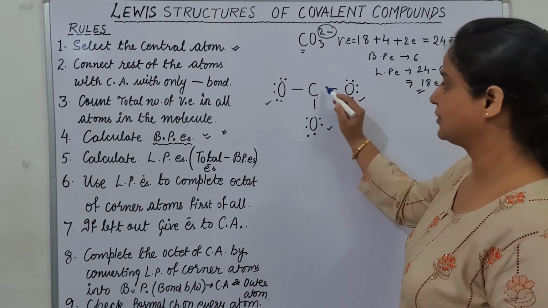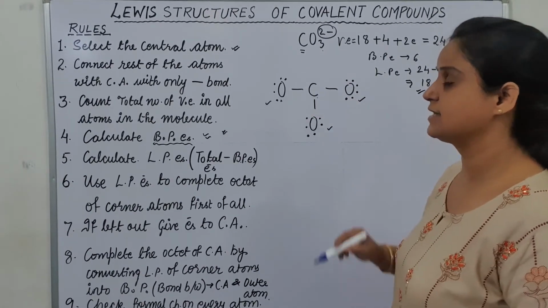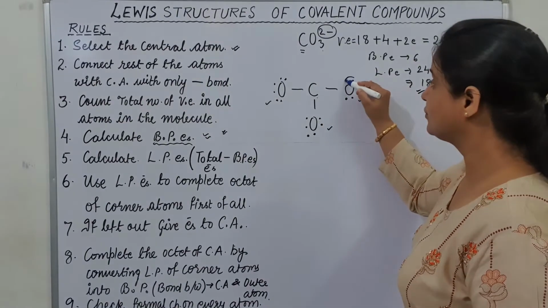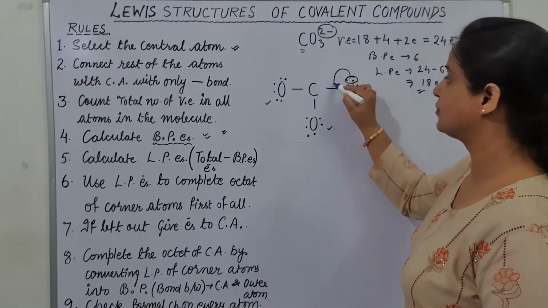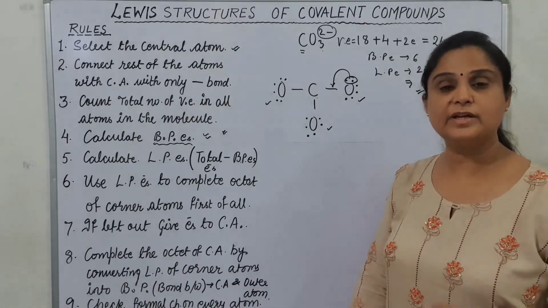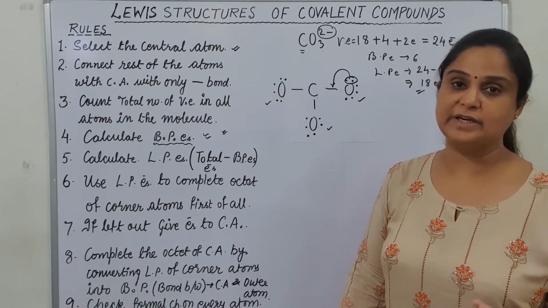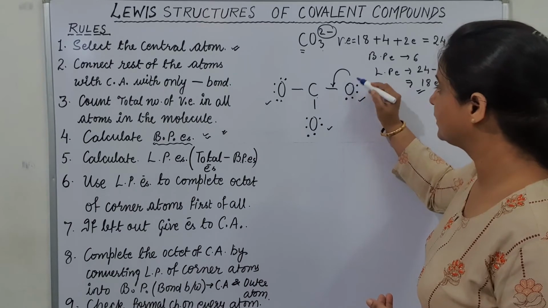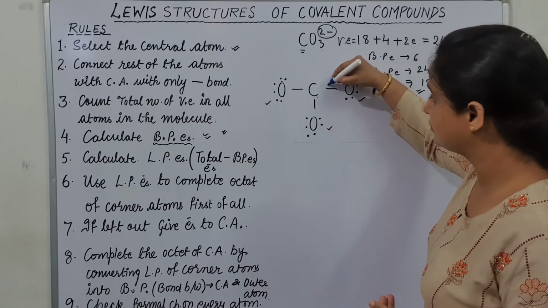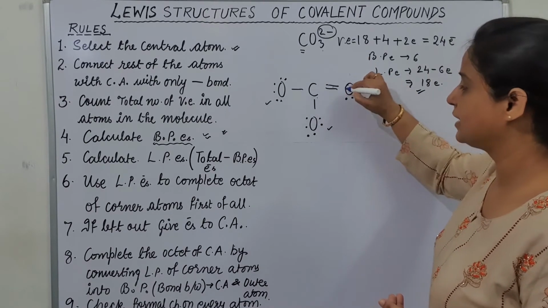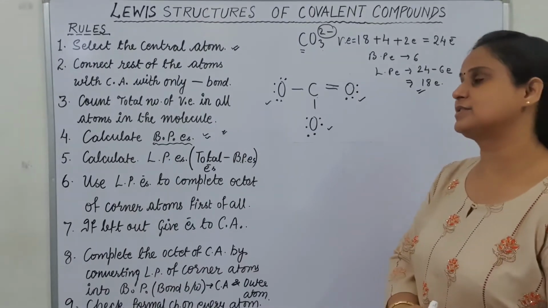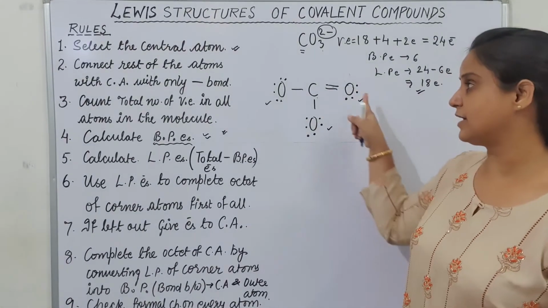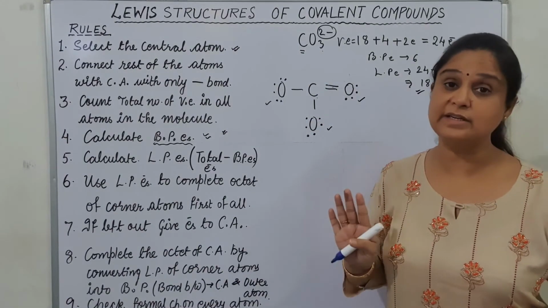Now look at the carbon. 1, 2, 3, 4, 5, 6. 6 electrons are there with the carbon. So what we have to do is, we have to now utilize this lone pair to make the bond pair, so that the carbon will also complete its octet. So I am doing this. I am removing this lone pair and converting it into bond pair between the carbon and oxygen. Now our structure is completed. The carbon is having 8 electrons in its outermost shell. Every oxygen is having its completed octet.